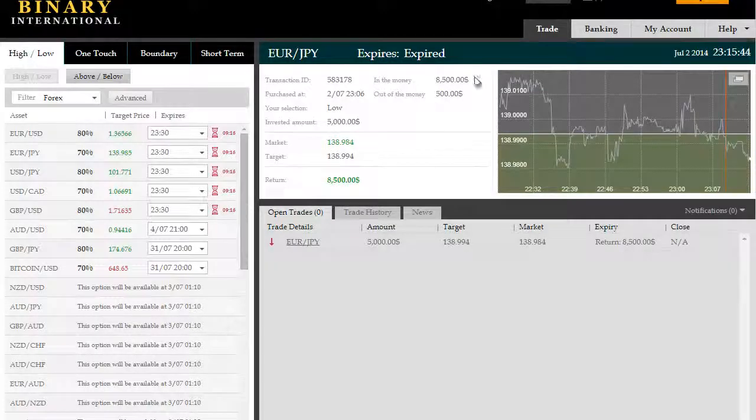Very simple strategy, very simple premise, and carries a high win rate due to its consistency.